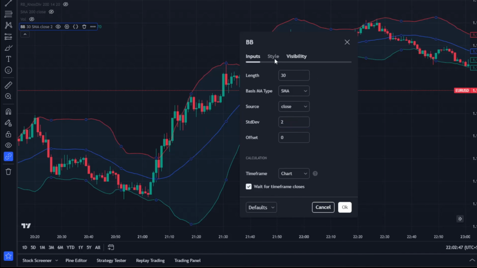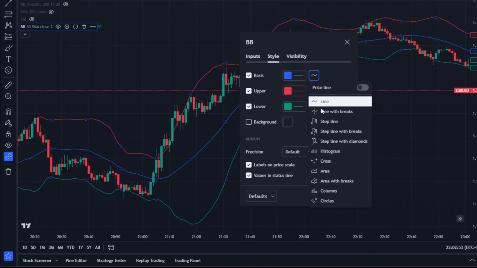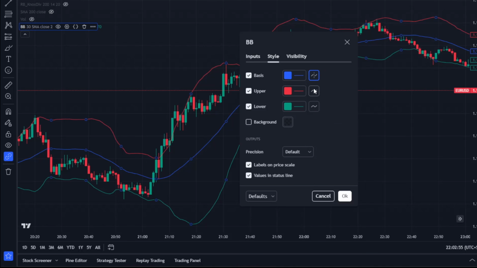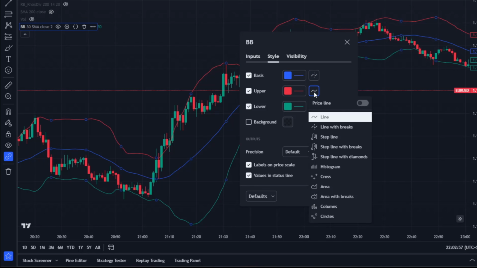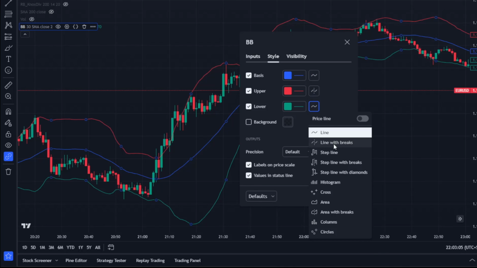Change the length to 30. This means the moving average will now calculate based on the last 30 candlesticks. Keep the standard deviation at 2, as this helps define the width of the bands. You can customize the appearance by changing the line colors or removing the background shading. This part is personal preference.